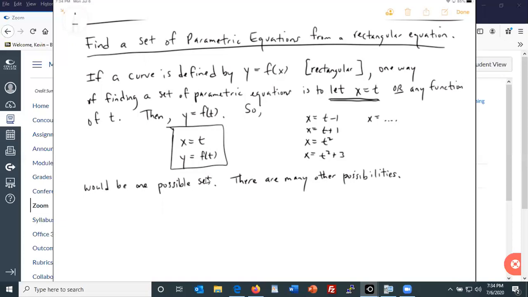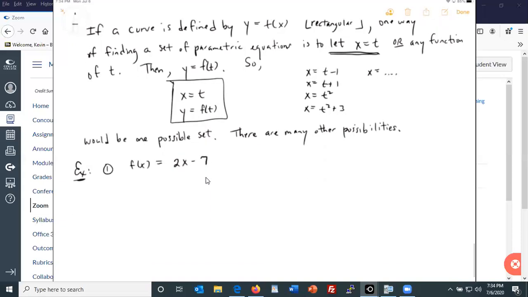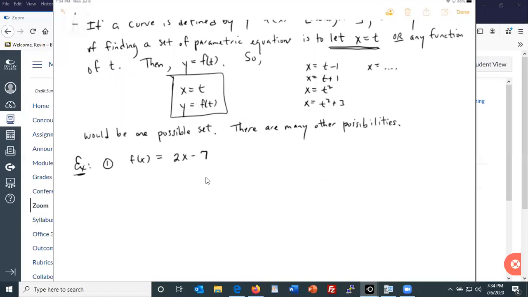So for example, number 1, let's say we have f of x equals 2x minus 7. So that's a rectangular equation, right? Because it's x and y. Okay. So step number 1, we would let x equal t. That's it.